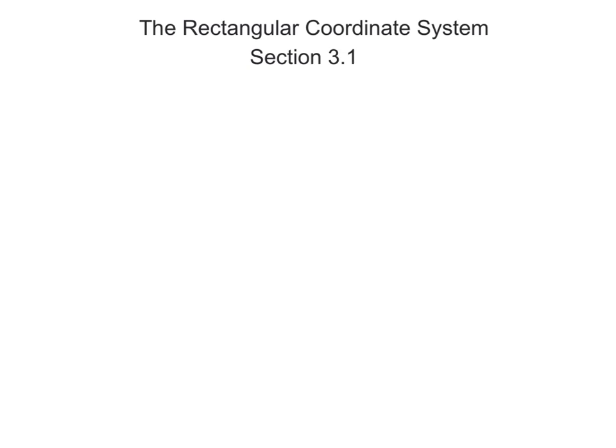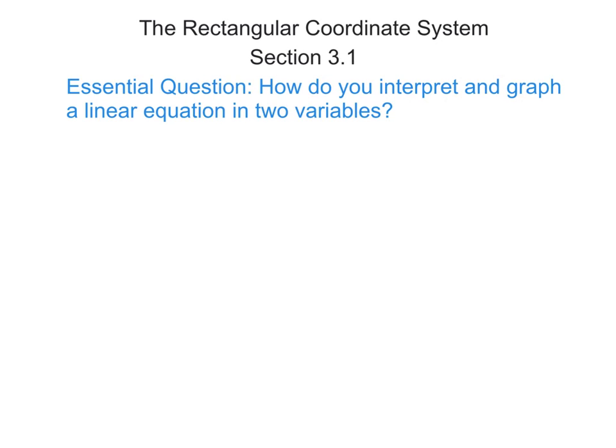This lesson is on the rectangular coordinate system. This is section 3.1 in your textbook. The essential question for this lesson is, how do you interpret and graph a linear equation in two variables? When graphing a linear equation, we use something referred to as the rectangular or Cartesian coordinate system.